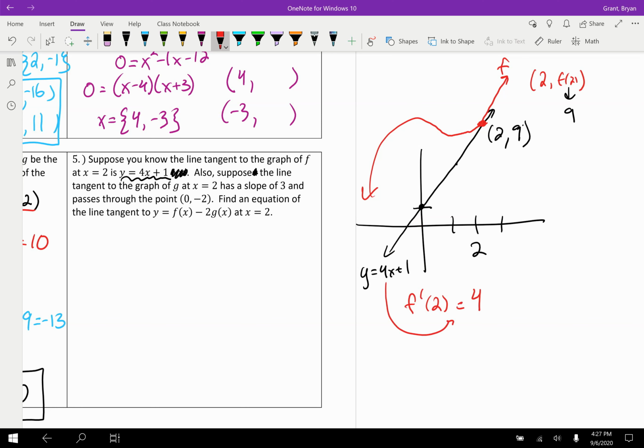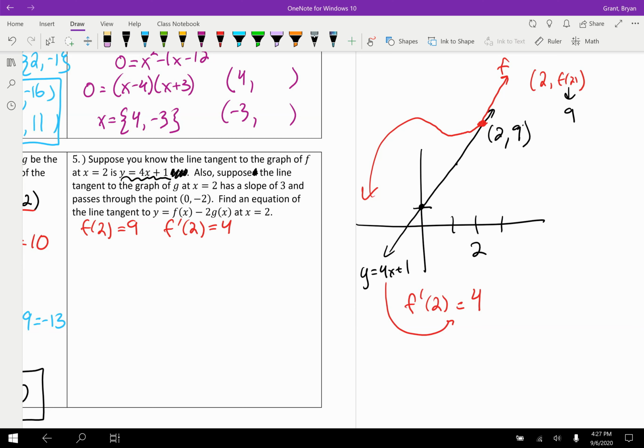And so that means on the red graph, the slope is also 4. So I'm going to record those couple pieces of information because having done this a few times, I know they're going to be important. They are telling us that f of 2 is 9. And again, that comes from just evaluating the tangent at 2. They're also telling us that f prime of 2 is 4 because the slope of your tangent is the same as the slope of your graph of f.